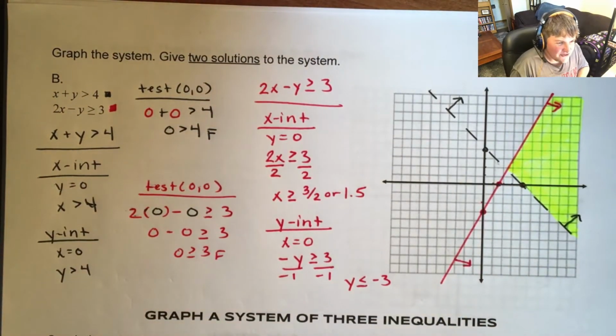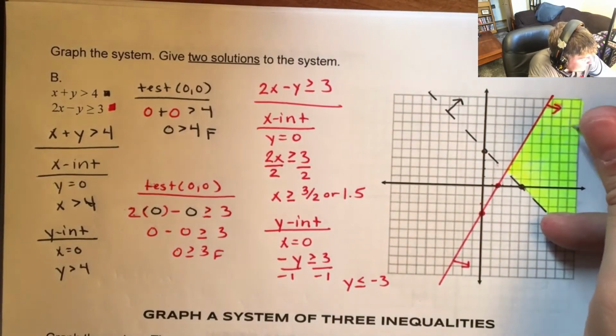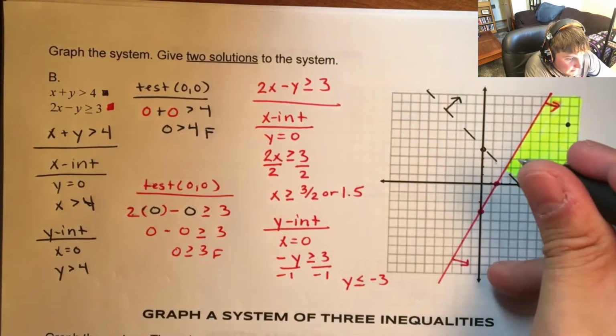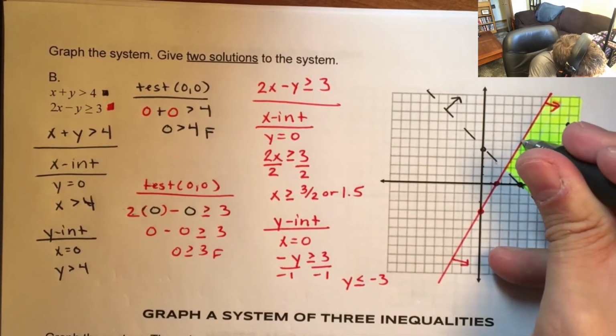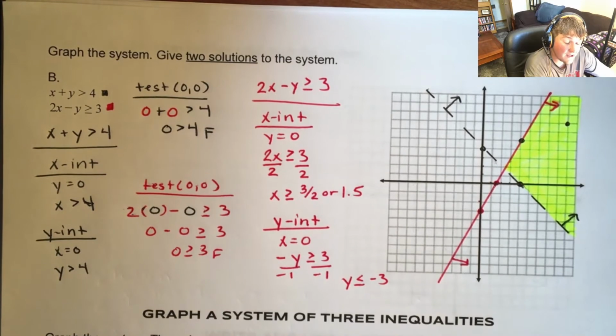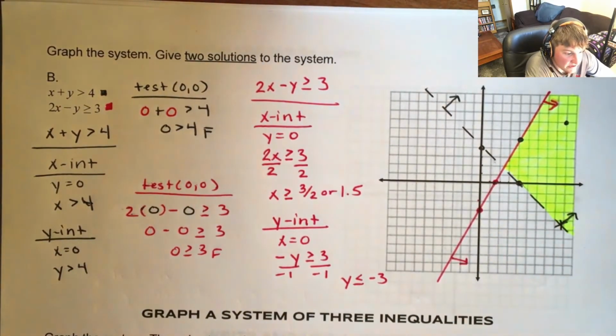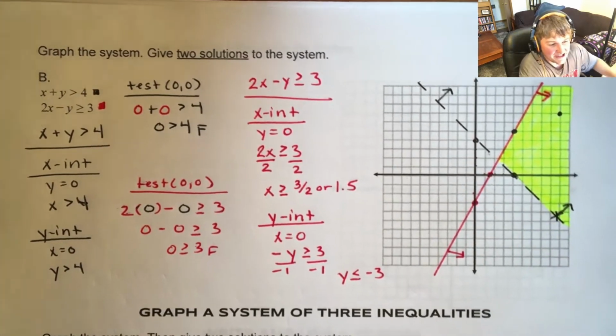Okay, go ahead and give two solutions. I'm just going to give you a couple examples. For example, anything in that highlighted region would be a solution. This ordered pair right here would also be a solution because that line's bold. This ordered pair right here on the line would not be a solution because that line is dashed and it's exclusive.